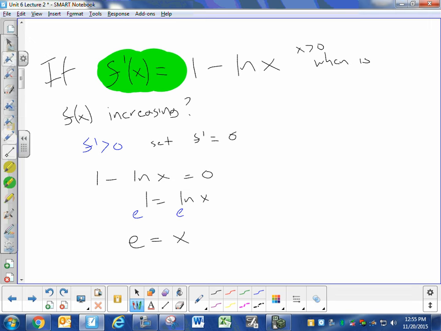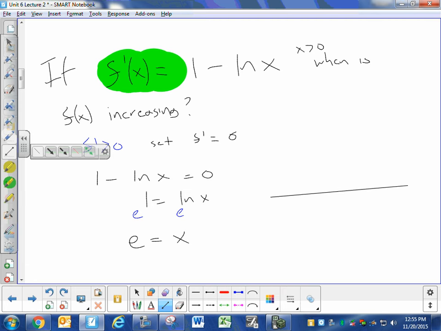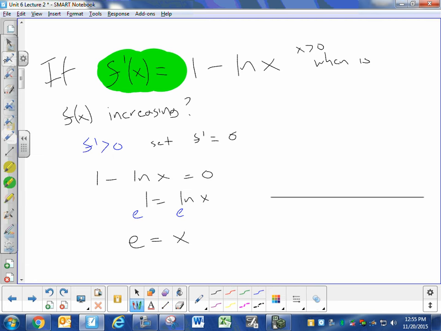We get when x is e, we will be equal to 0. Now, we're told in the question that x has to be bigger than 0. So start out with 0. Must be because the original function has log in it. We will then test powers of e, because they're easy to work with, as my test points.